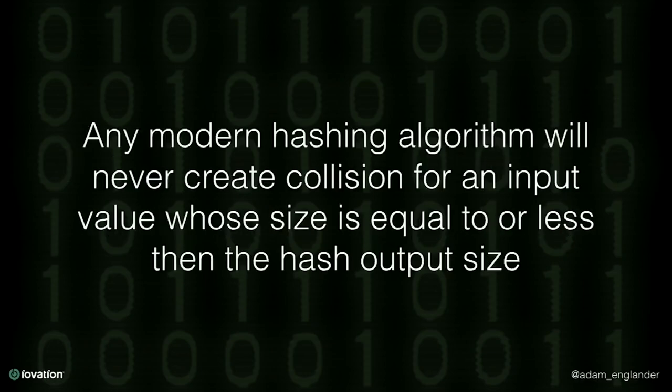And a modern hashing algorithm won't create a collision for an input whose size is equal to or less than the size of the hash. Because it's the same size, you can't have a collision. It's only when it's larger. So if you have a 30-character string and you're doing a 48-character hash, you never have to be concerned about collisions because they just can't happen on a proper algorithm.